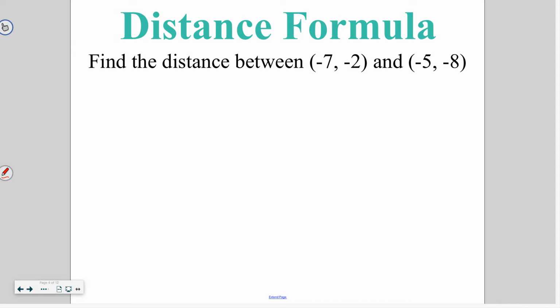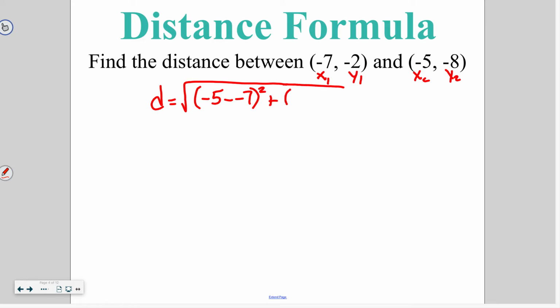In order to use it, so finding the distance between these 2 points, we are going to label our points first and say x1, y1, x2, and y2. So we've got the distance is equal to the square root of (x2, which is -5, minus x1, which is -7) squared, plus (y2 minus y1) squared. We can go through and simplify this then.